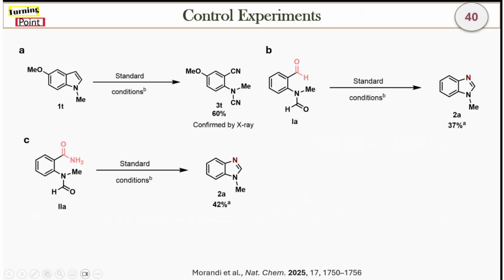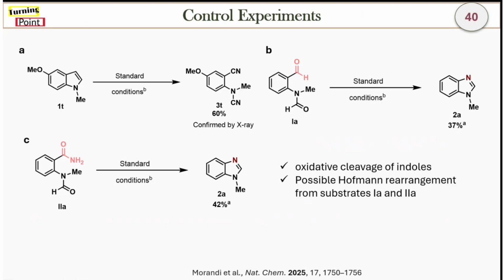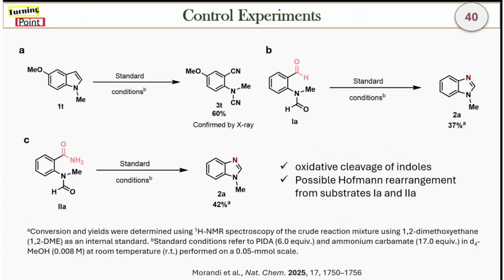So from here, they concluded that it is going through oxidative cleavage of indole, and from here there is a possibility that it goes through a Hofmann type of rearrangement, and after cyclization, it gives this carbon to nitrogen atom swapped product.